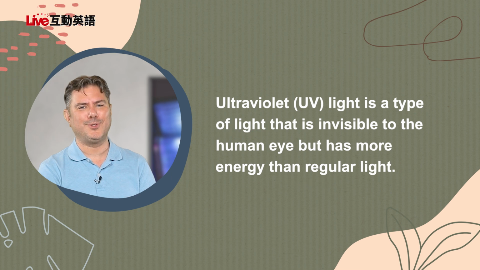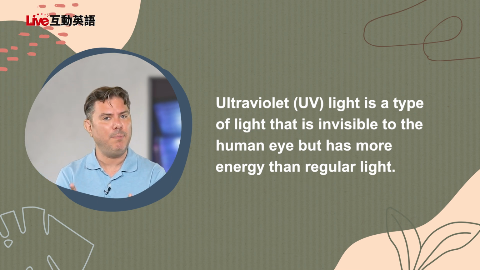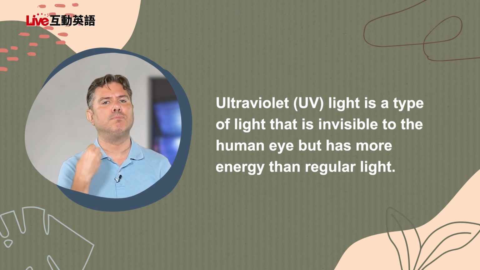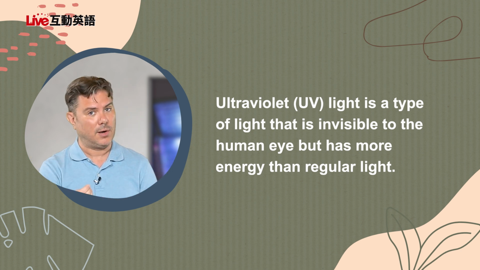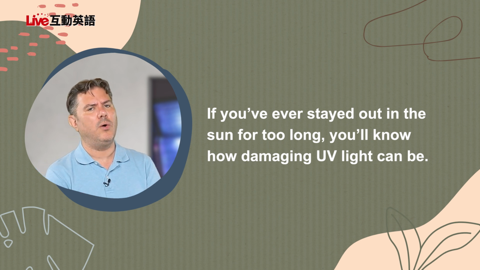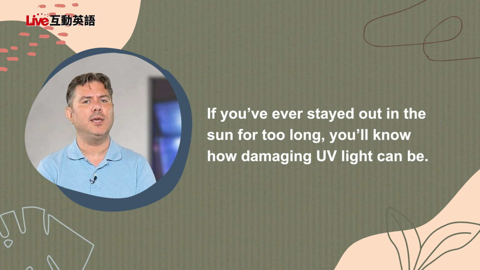Back to the article. Ultraviolet, UV, light is a type of light that is invisible to the human eye, we can't see it, but it has more energy than regular light. If you've ever stayed out in the sun for too long, you'll know how damaging UV light can be.